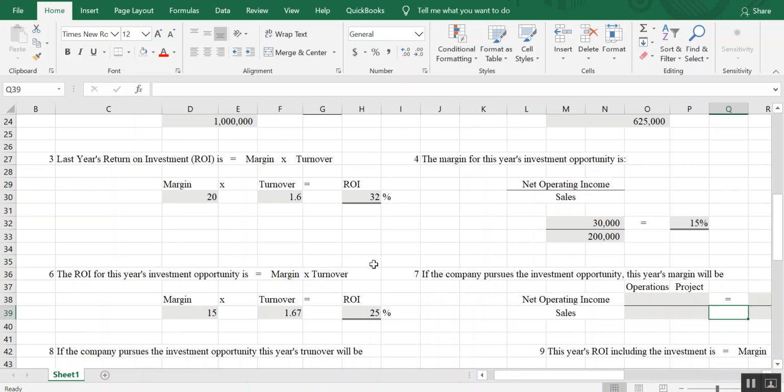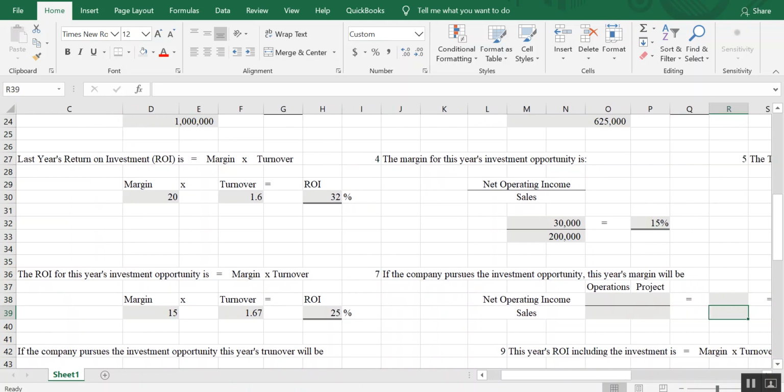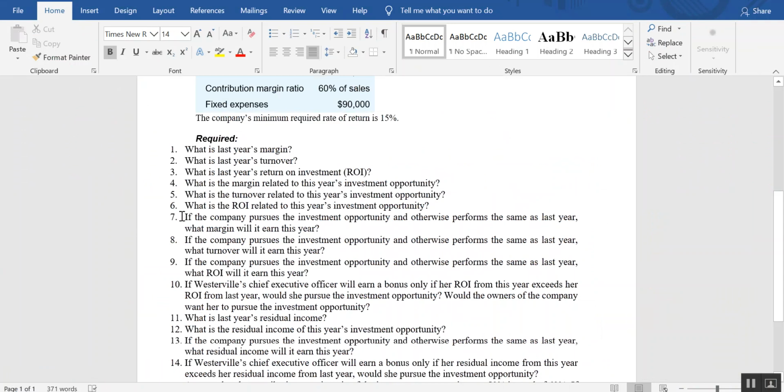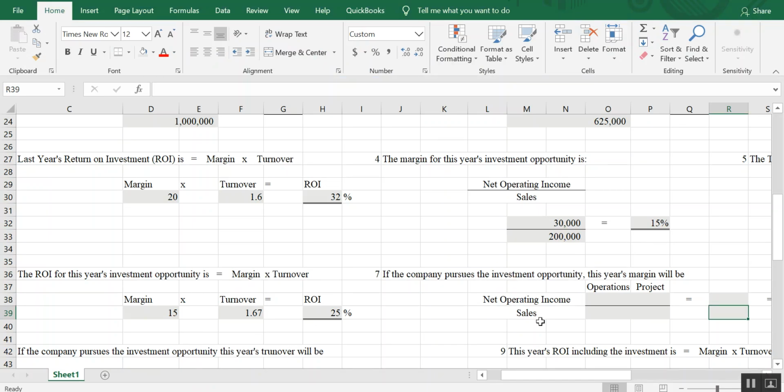Now, what they want to know in number 7, if we go back to this question, it says if the company pursues the investment opportunity and otherwise performs the same as last year, what margin will it earn this year? So we want to look at this overall. This is a margin overall.